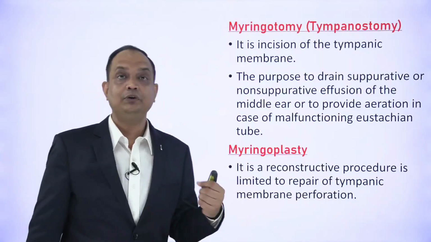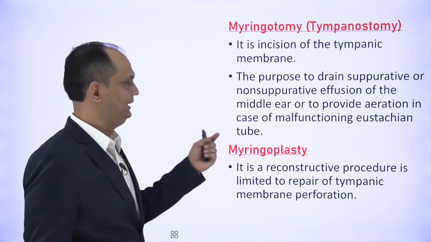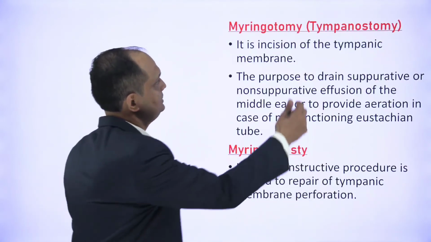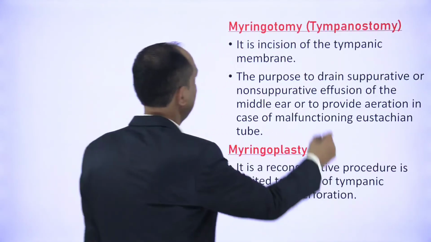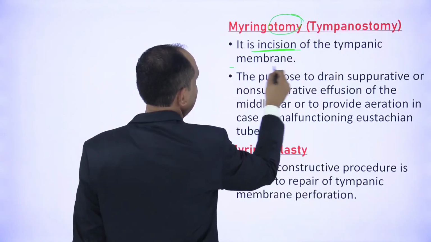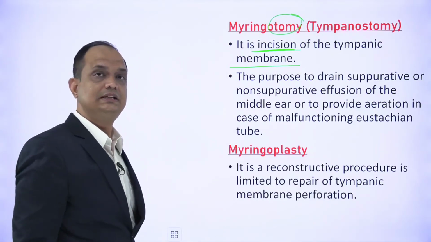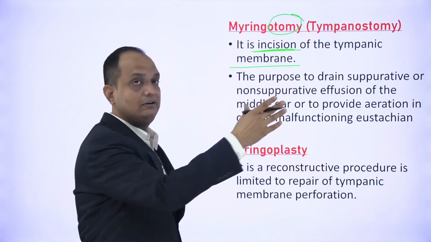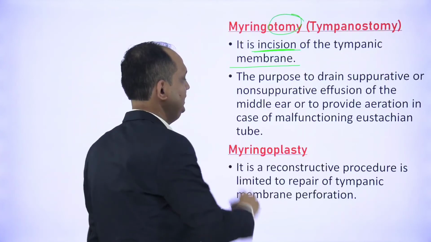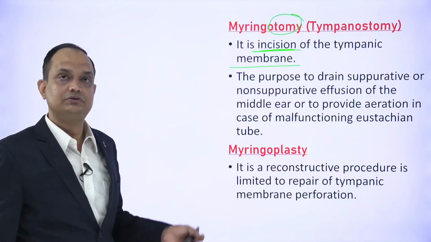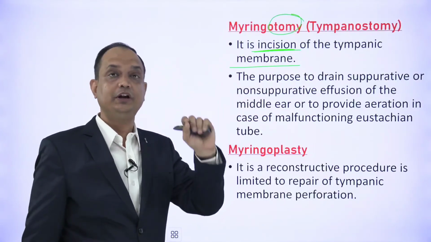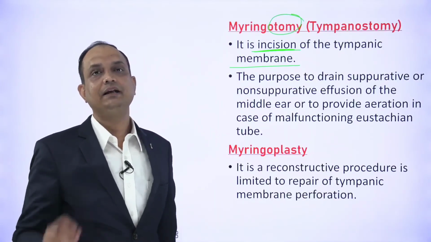So, there are a few terms which you have to understand. These are again one-liner questions. One is known as myringotomy, or it is also known as tympanostomy. Now, you know that tomy means cut. So, an incision is made on the tympanic membrane, and the purpose of this incision is to drain any kind of effusion inside the middle ear or to provide aeration for a malfunctioning eustachian tube. Clear? So, what is myringotomy? To put an incision on the tympanic membrane.